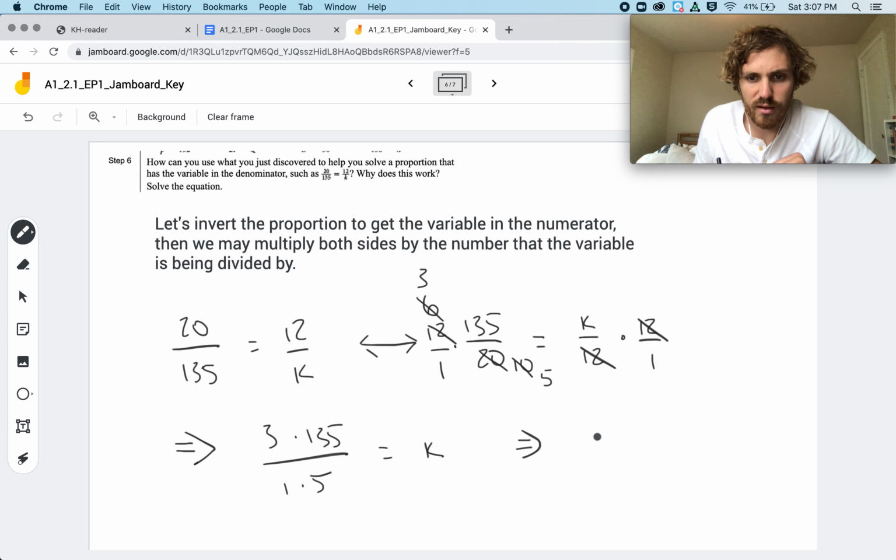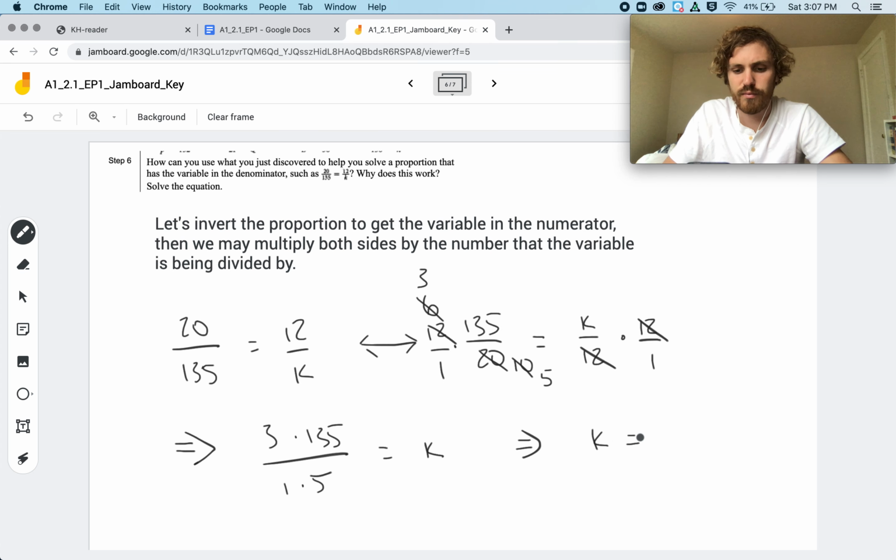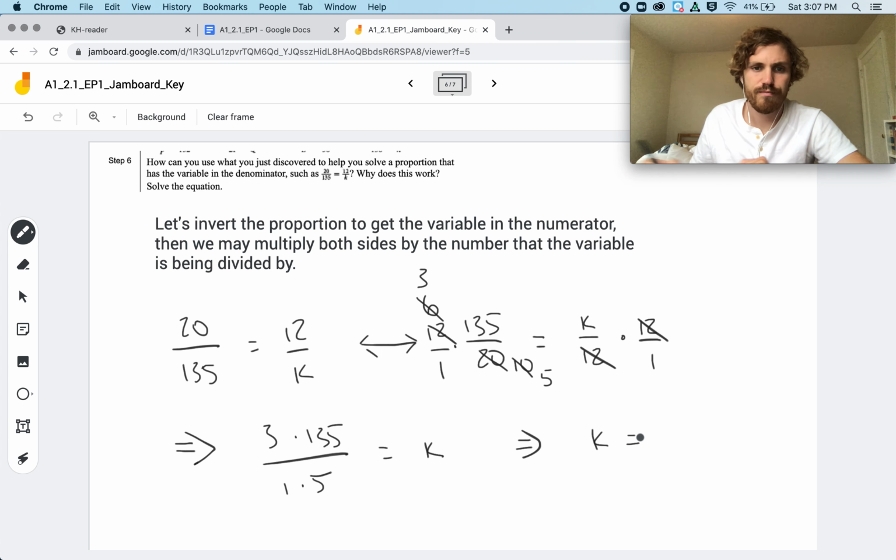And that means that k is equal to, well, let's see, 81. Okay, so we'll do our fancy dancy laser right here, and that's our solution for that proportion.